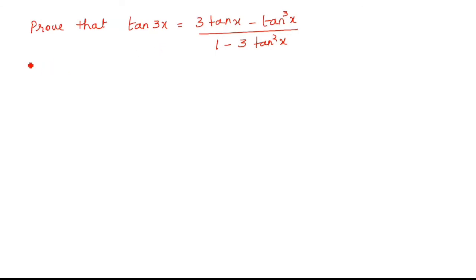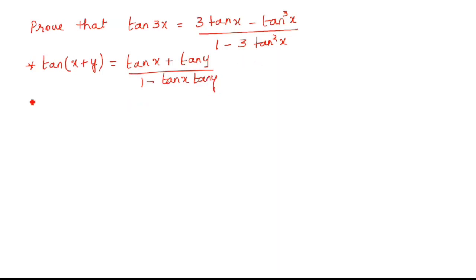So for this, which are the formulas I may need is tan of x plus y formula. Recall tan of x plus y formula. Tan of x plus y is equal to tan x plus tan y whole divided by 1 minus tan x into tan y. And I may require tan 2x formula. So what is tan 2x formula? It is 2 tan x by 1 minus tan square x. So these are the formulas which I require in this derivation. Okay, so let me start with the left hand side.